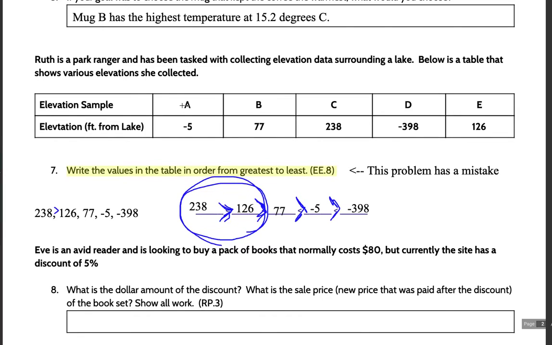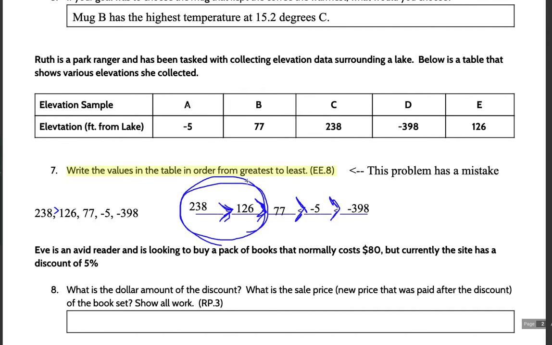So now we have Ruth, the park ranger. She's been tasked with collecting elevation data surrounding a lake. And so here's a table with some different samples and different elevations. And there was actually a mistake in this problem, and I told my class to try and find the mistake themselves.